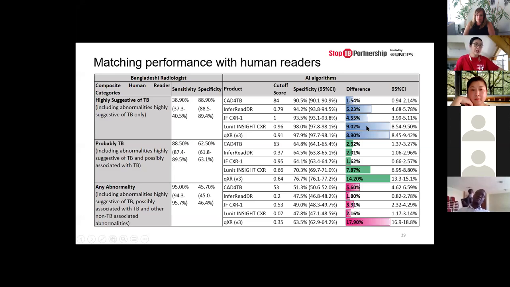And this is a 95% confidence interval. So you can see that no confidence interval crosses 0. That means all the AI algorithms have significantly higher specificity than the human reader. And the increase in specificity is higher in some products, as you can see here by the colored bar.